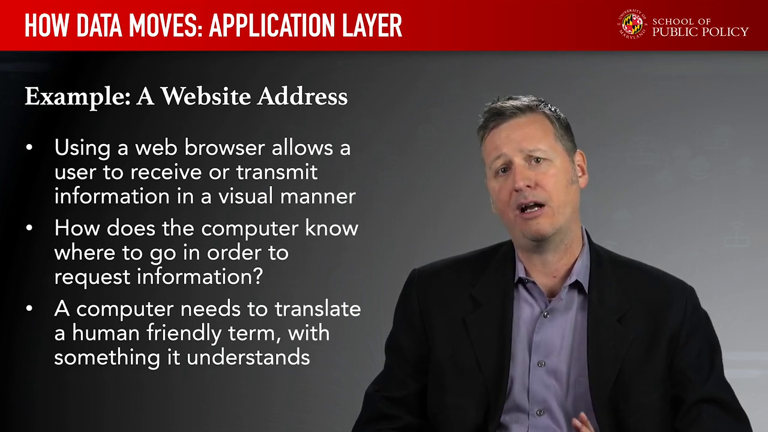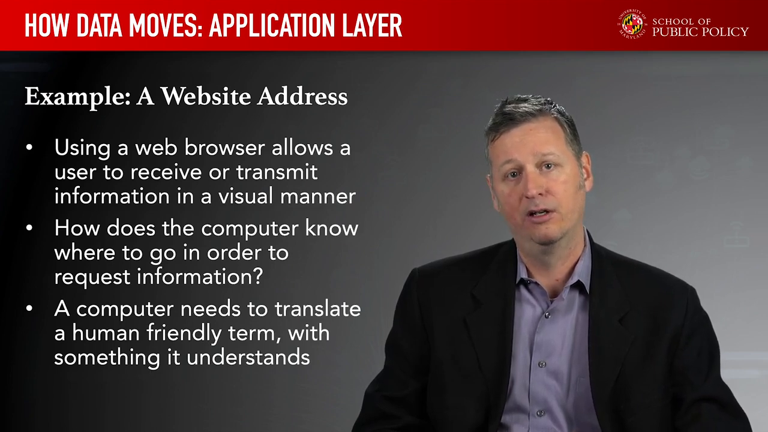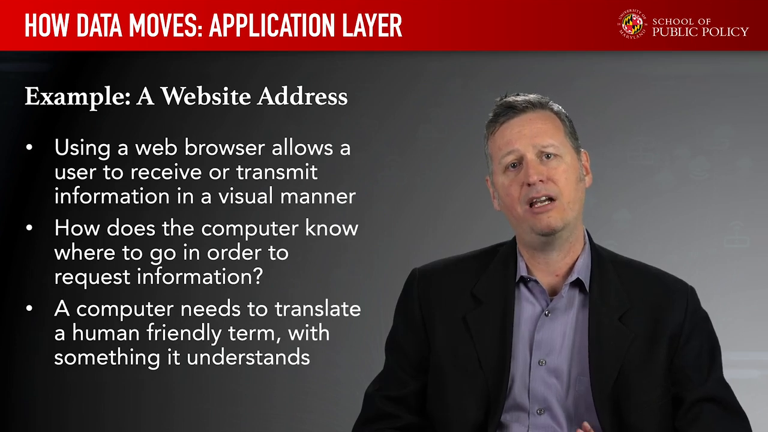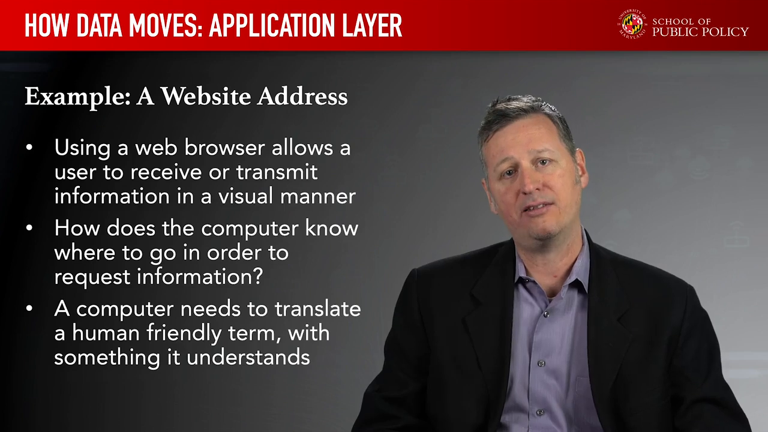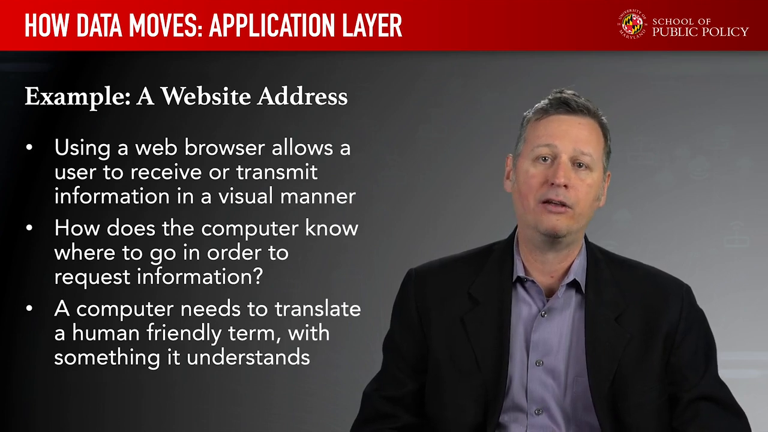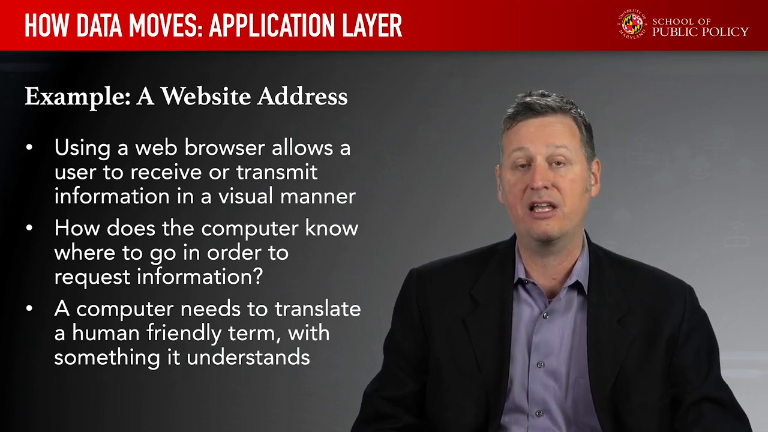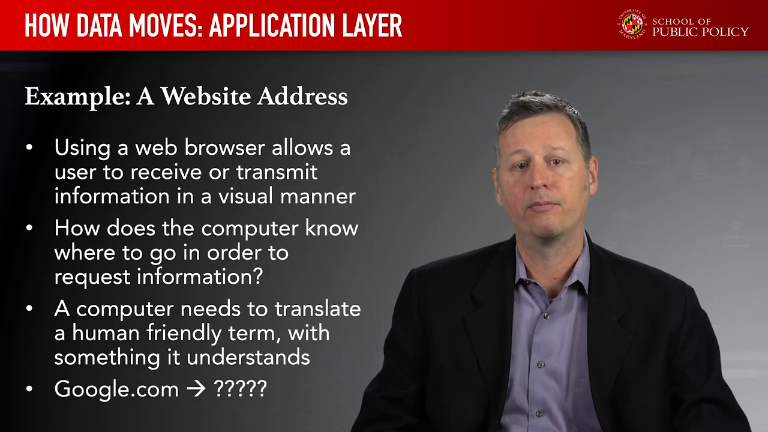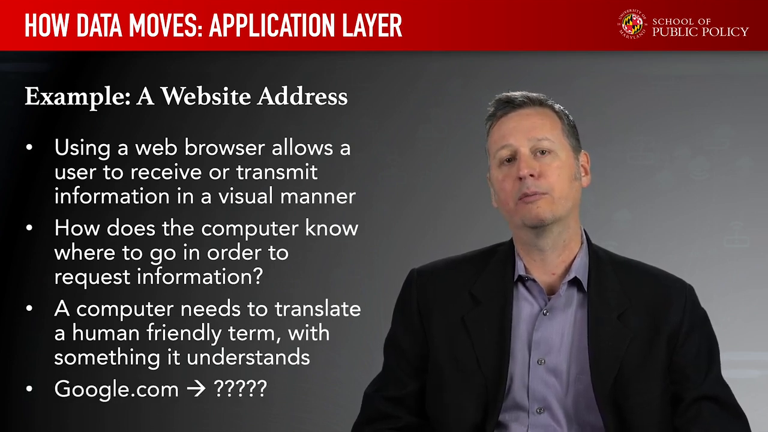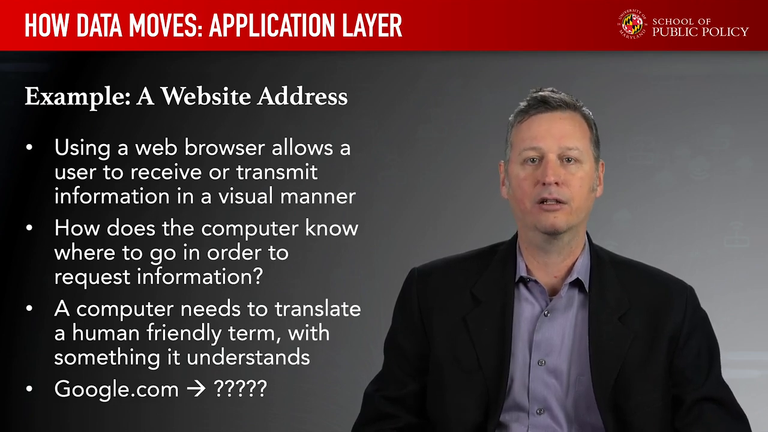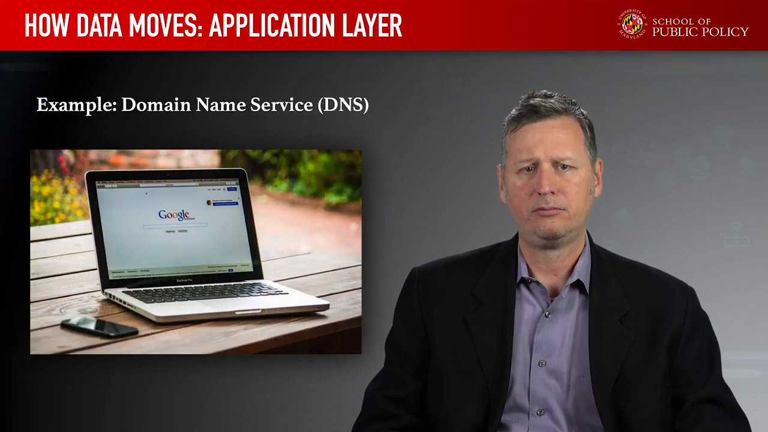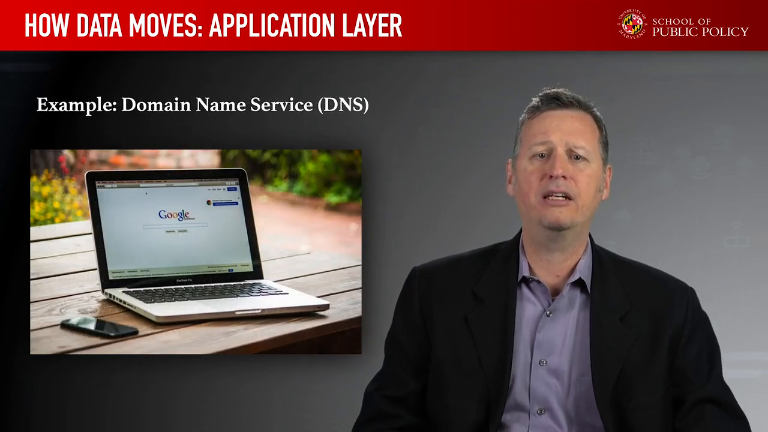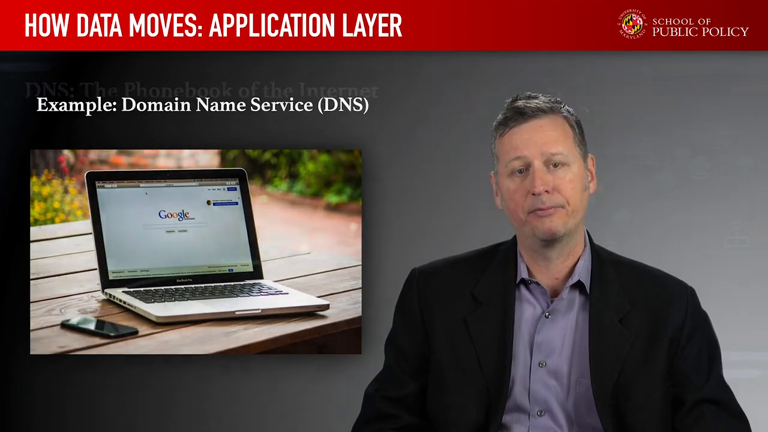Now we'll talk more about IP addresses in the next episode. But it's enough to understand that in order for us to be able to actually send and or receive web content, we need to translate a human-friendly term like Google into a value that a computer actually understands, in this case, an Internet Protocol address. So how do we go from google.com to something that the computer actually recognizes? And we use something called the Domain Name Service, or DNS.